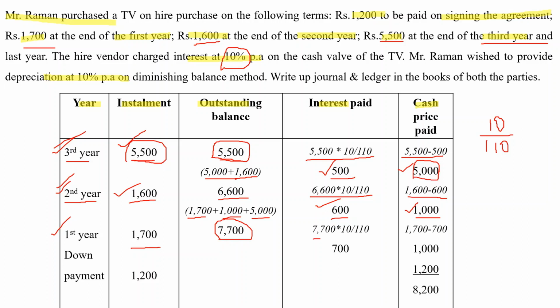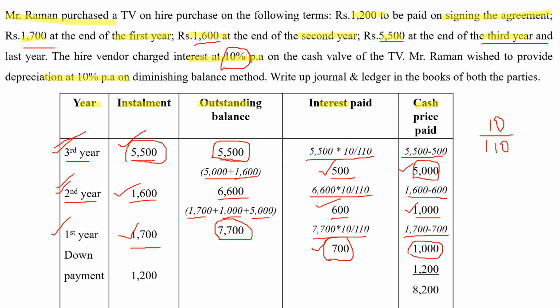So on this 7,700, we are calculating interest 10 by 110. The amount of interest to be paid in the first installment is 700 rupees. So cash price is installment amount minus interest. 1,700 minus 700. 1,000 will be the cash price that is paid in the first installment.